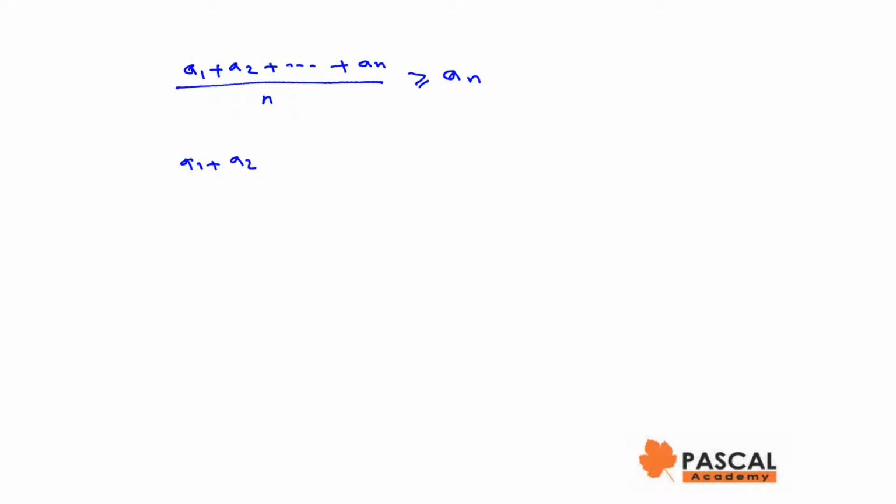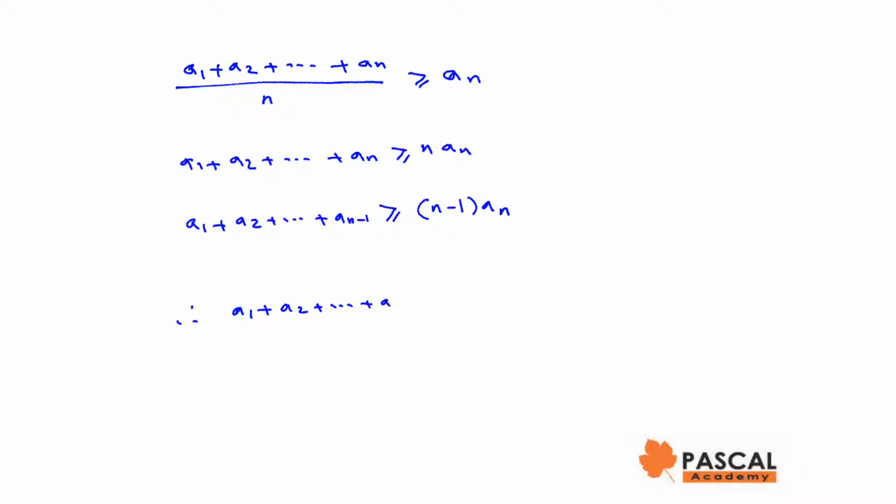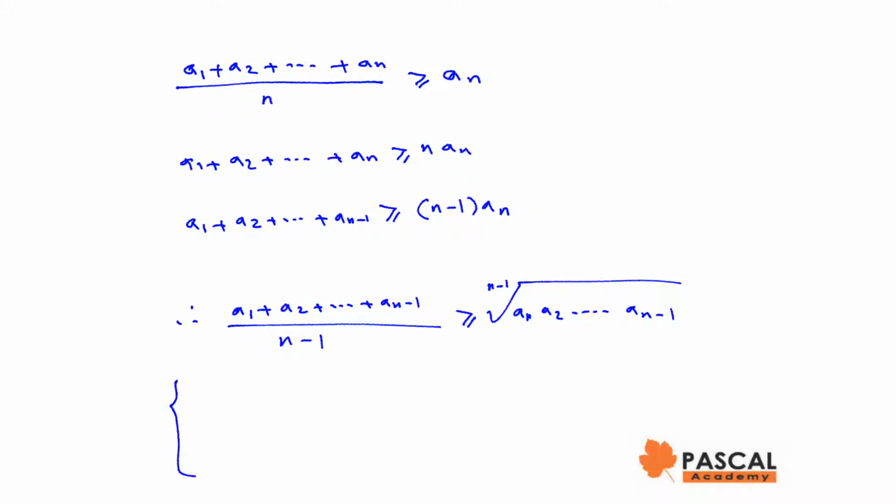We multiply both sides by n, and bring an to the left side, and this means a1 plus a2 plus ... plus an minus 1 over n minus 1 is greater than or equal to an, which is the n minus 1 root of a1, a2, ..., an minus 1.